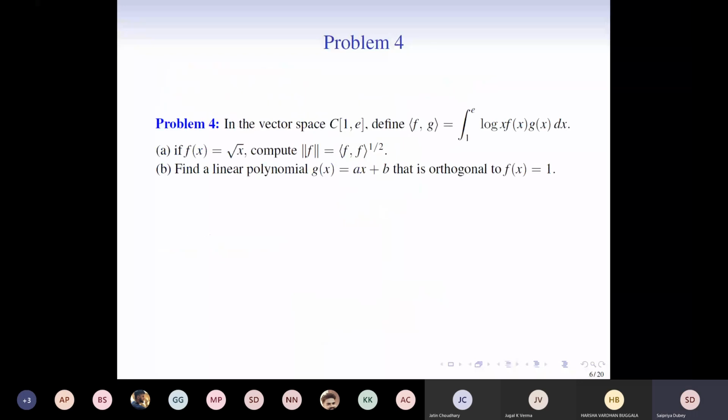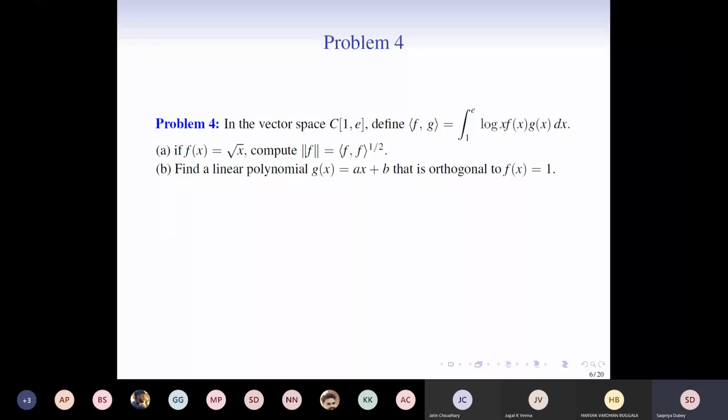Next we have problem 4. Here we have some real work to do. Here the vector space is continuous functions with domain 1 to e, and we define the inner product of two functions to be the integral from 1 to e of log x f(x) g(x) dx. If f(x) equals root x, we have to compute the norm of f. We know that the norm of f is the square root of the inner product of f with f itself.